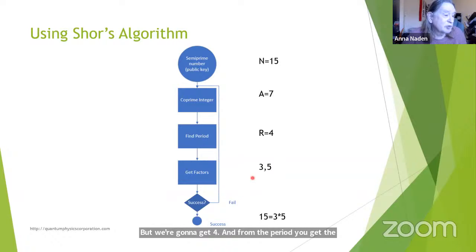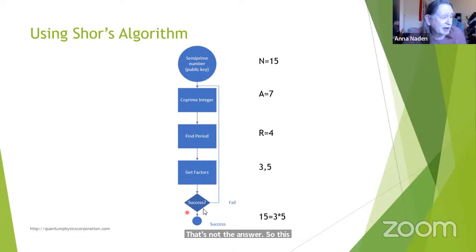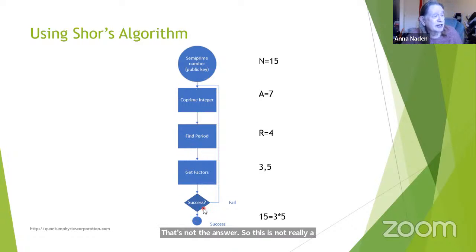Now, sometimes you won't get 3 and 5. You'll get 1 and 15, for example, and that's not useful. That's not the answer. So this is not really a deterministic process. You're not guaranteed to get the right answer, but you'll know if you get the wrong answer and you just repeat the computation a second time, and you'll probably succeed that time.